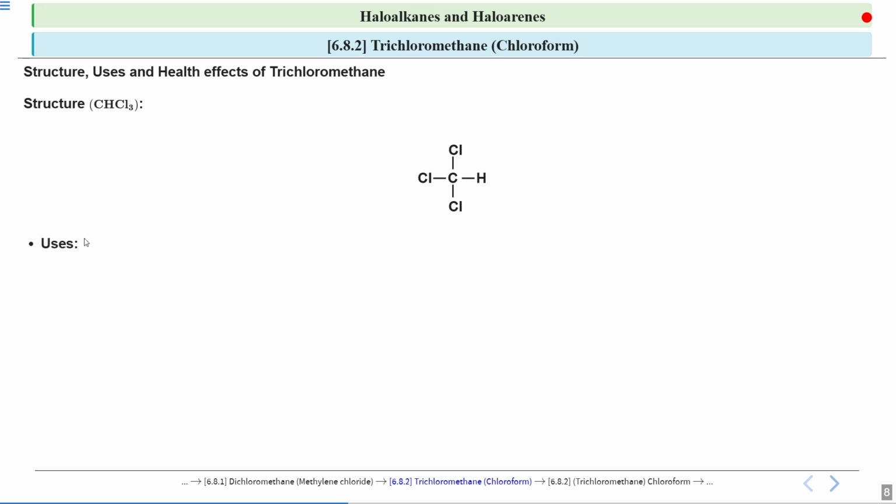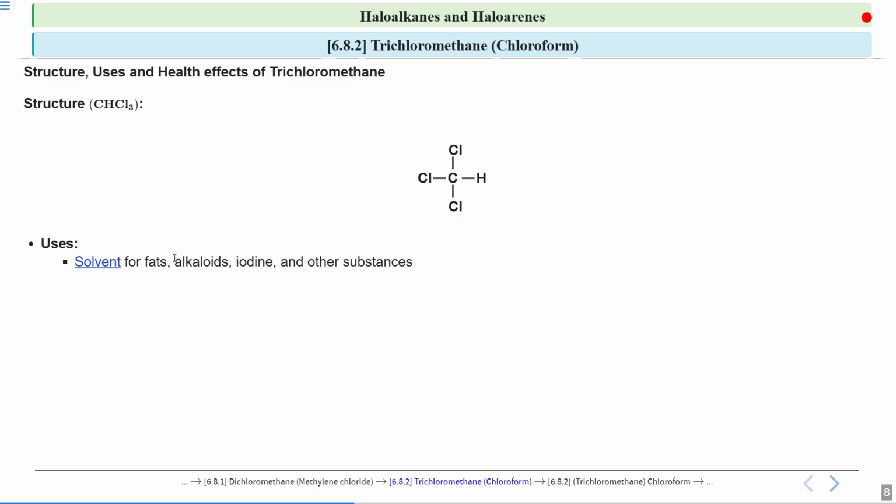Now let's see its uses. You can also call it chloroform. We generally call it chloroform, so this name of the compound is comparatively more famous. Now let's talk about its uses. Chloroform is used as a solvent for fats, alkaloids, iodine, and other substances. So this trichloromethane can be used as a solvent for the fats, alkaloids, iodine, and other substances.